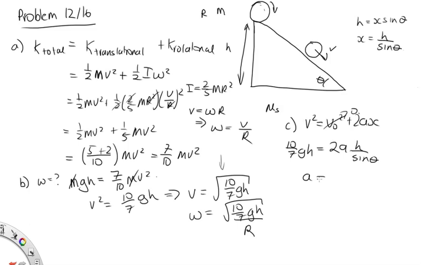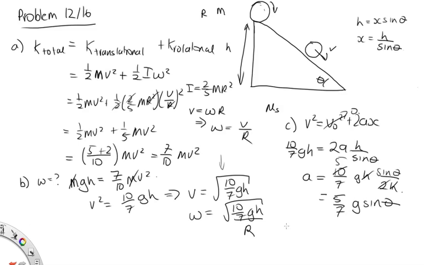So a is equal to 10 over 7 gh times sine theta over 2h. Okay, let's simplify. The h's will cancel out, this 2 will cancel and give us a 5, and so this is 5 on 7 g sine theta.